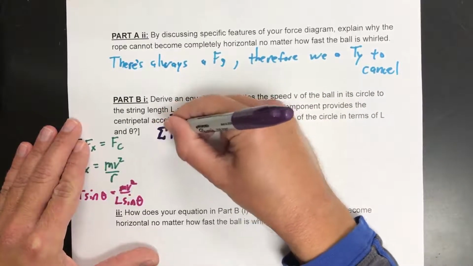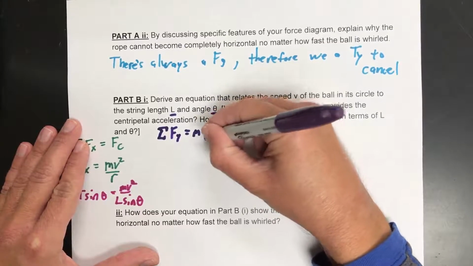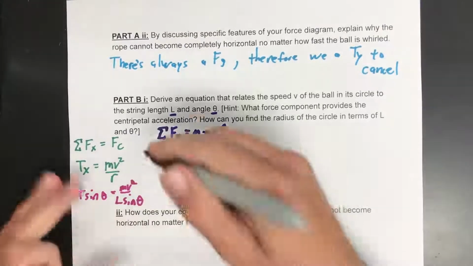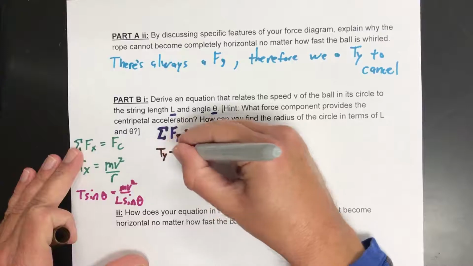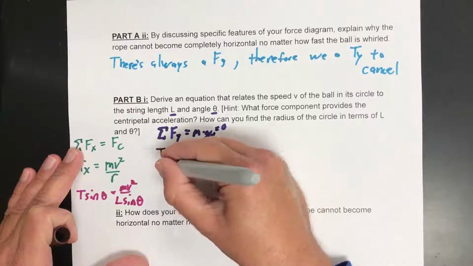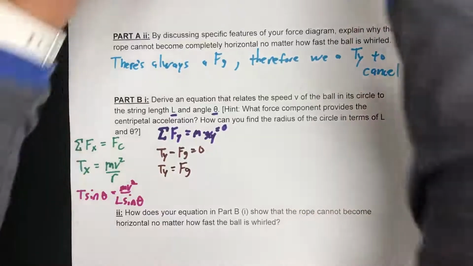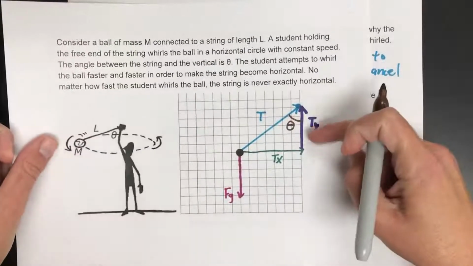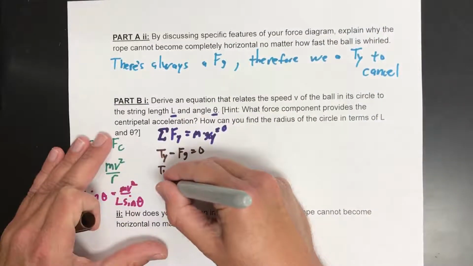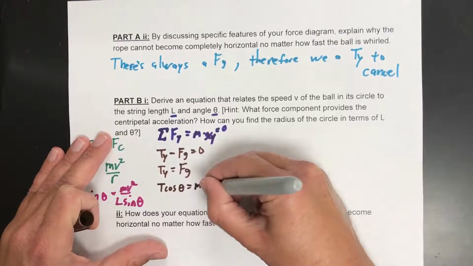We know that the sum of the forces in the y direction is equal to mass times acceleration in the y direction, which is 0. So that means the sum of the forces has to be equal to 0. We've got the tension in the y up minus the force of gravity down is equal to 0. If I solve that and move it to the other side, tension in the y is equal to the force of gravity. What's tension in the y equal to? Well, you can see here that it is the adjacent side to the angle, so it is going to be the cosine function. This is going to be T cosine of theta, and force of gravity is simply mg.